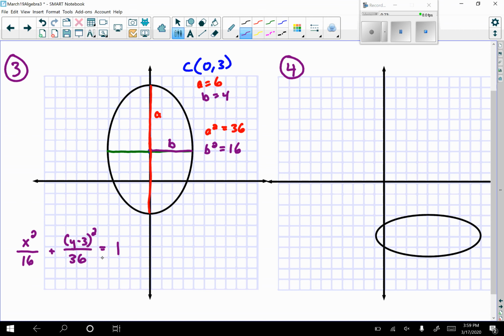How can you check? That's right, Desmos or your graphing calculator. You could type this in and see if it graphs this ellipse that you were given. Double check the center, the length of the major and minor axis.